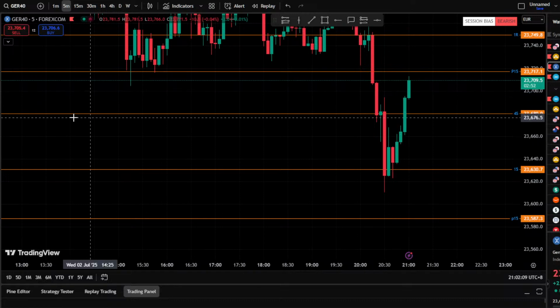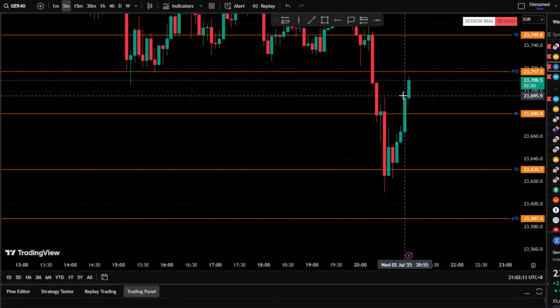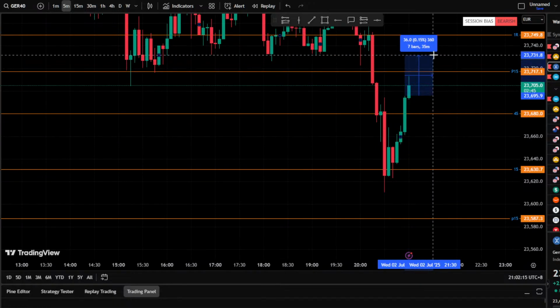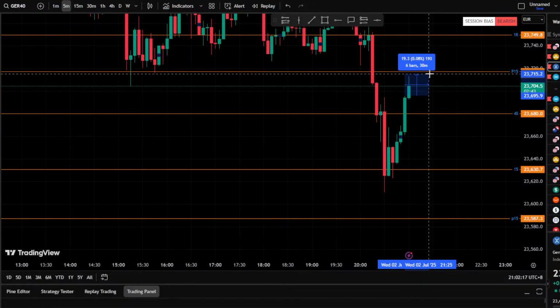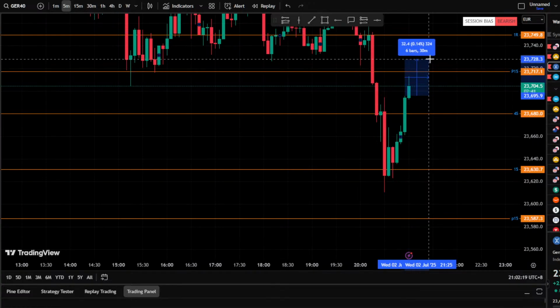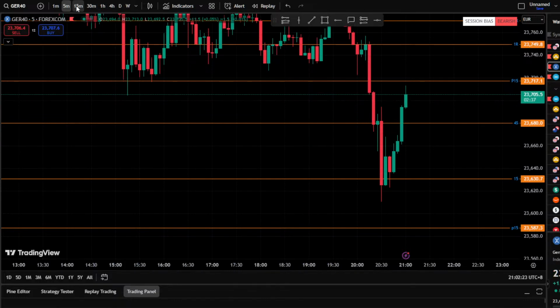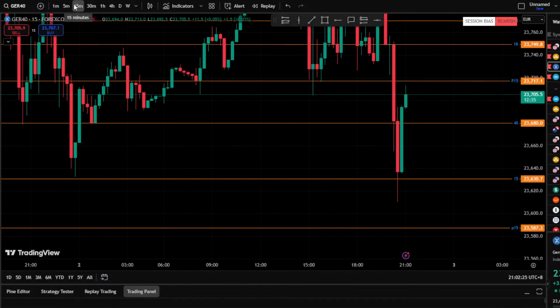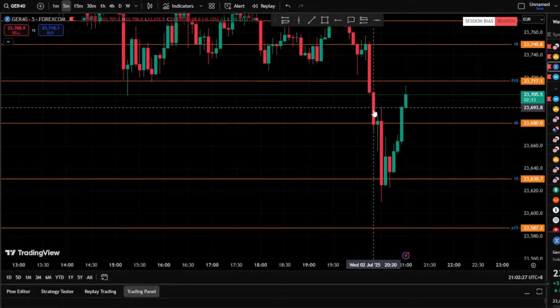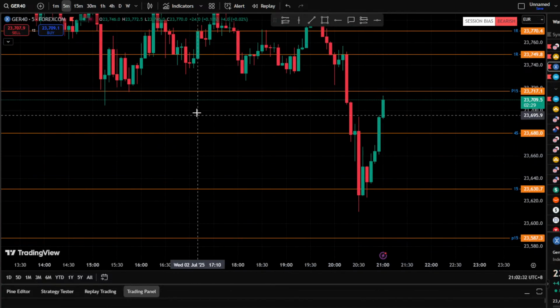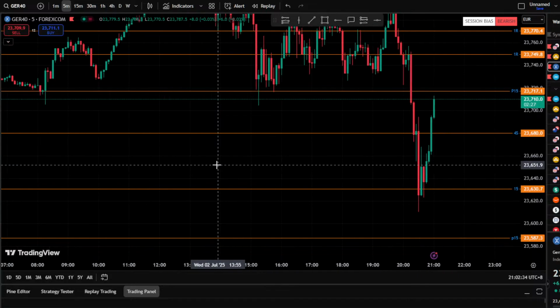Probably this was the counter bias setup. 35 pips stop loss. Yeah, break even at previous 15 and target there. 1:1. We got 5 closing bullish. Yeah, that was a counter bias setup.